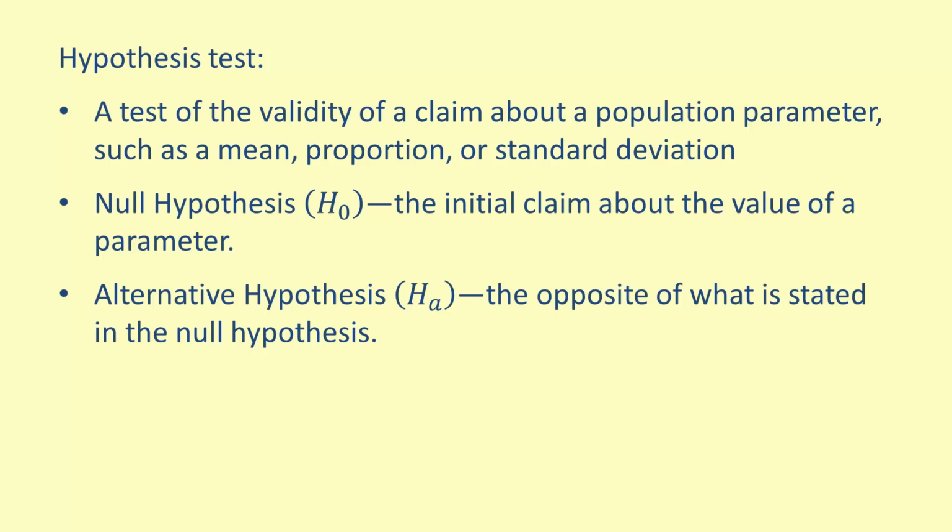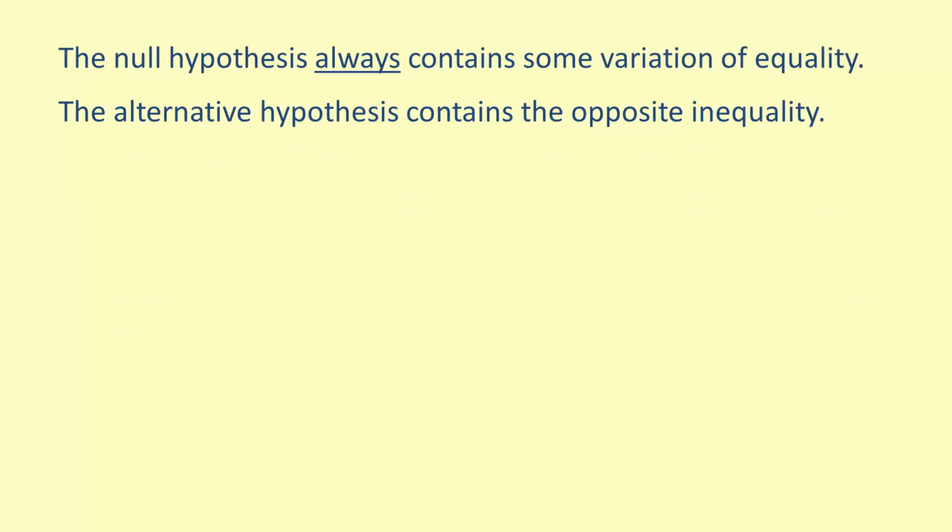The decision of hypothesis tests is to either reject or fail to reject the null hypothesis. The alternative hypothesis, denoted H sub A, is the opposite of what is stated in the null hypothesis. The alternative hypothesis contains all possible values of the parameter not included in the null hypothesis. A very important thing to note is that the null hypothesis will always contain some form of equality. The alternative hypothesis contains the opposite inequality.